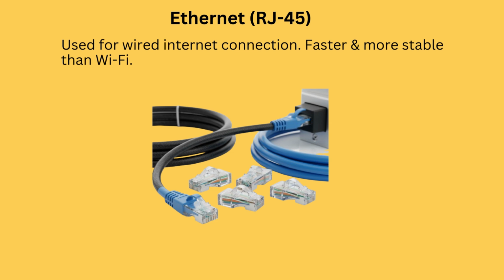In the video you can see the Ethernet. Ethernet, also called RJ45. RJ45 is a port used for wired internet connections. It looks like a slightly bigger telephone plug and connects a computer or router with a network cable. Ethernet provides faster and more stable internet compared to Wi-Fi, making it ideal for gaming, streaming, and office networks. Even though Wi-Fi is popular, Ethernet is still trusted when speed and reliability really matter.